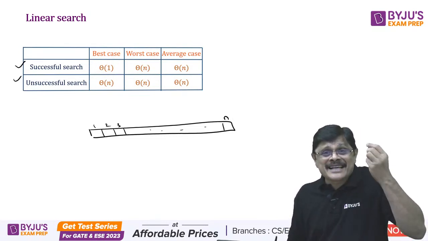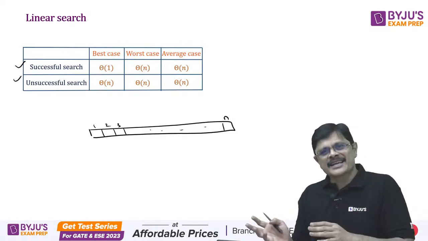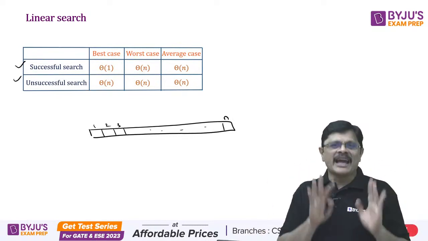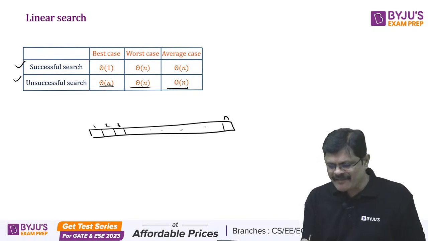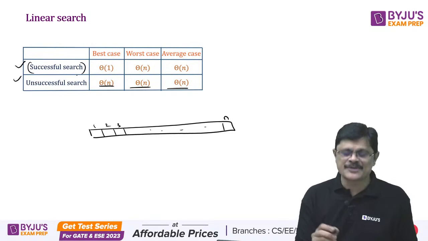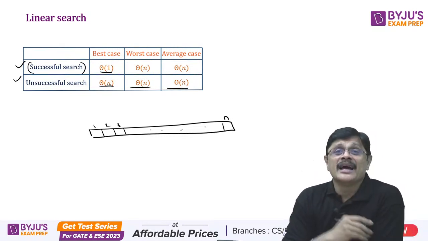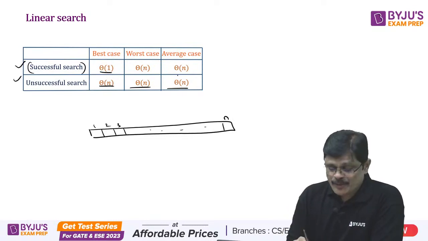When it is an unsuccessful search, whether best case, worst case, or average case, everything would be theta n, my dear friends. Whereas when it is a successful search, meaning the search element is found, the best case would be theta 1. Worst case and average case would be theta n, my dear friends.